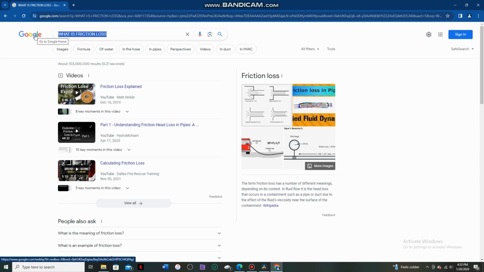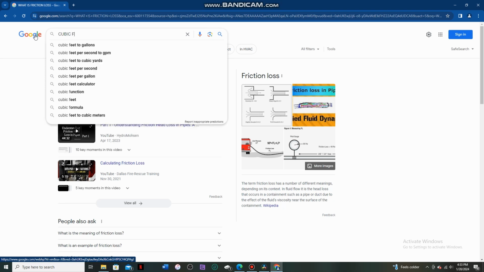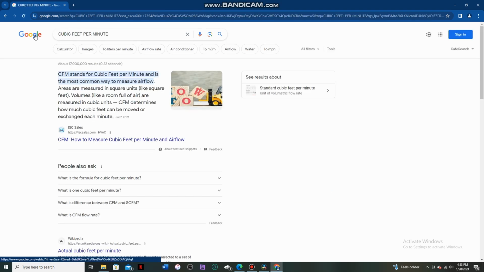The second item that needs to be figured out is CFM, so cubic feet per minute. Cubic feet per minute is basically airflow. It's the volume of air over time that moves. So cubic feet volume per minute time.